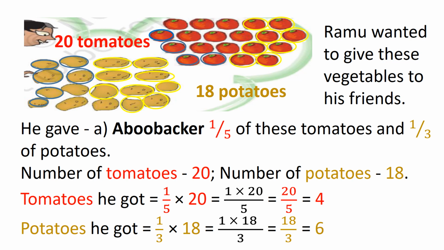The total number of tomatoes is 20. Abu Bakr got 1/5 of 20. That is 1 upon 5 into 20, which is 20 upon 5, which is equal to 4. And he got 1/3 of the potatoes. That is 1 upon 3 into 18, which is equal to 18 upon 3, which is equal to 6. So Abu Bakr got 4 tomatoes and 6 potatoes.